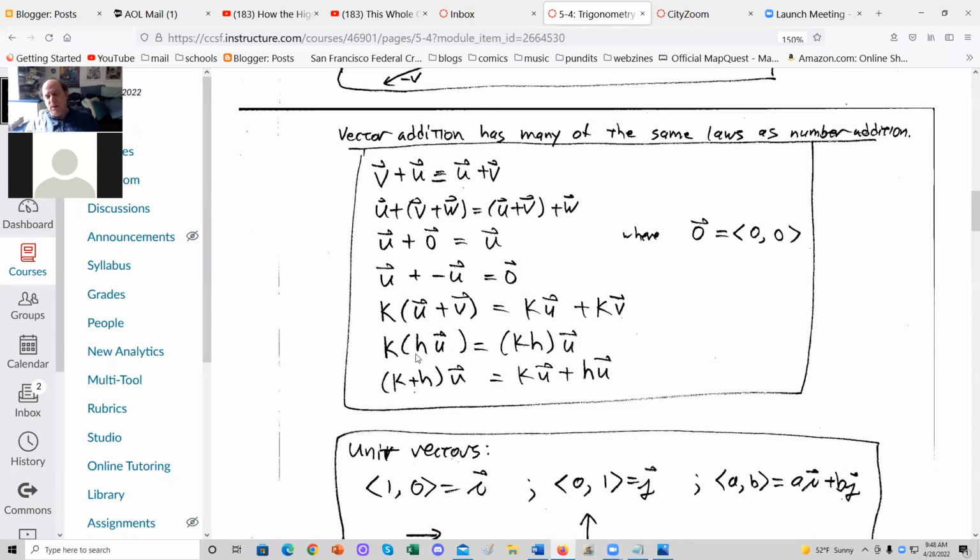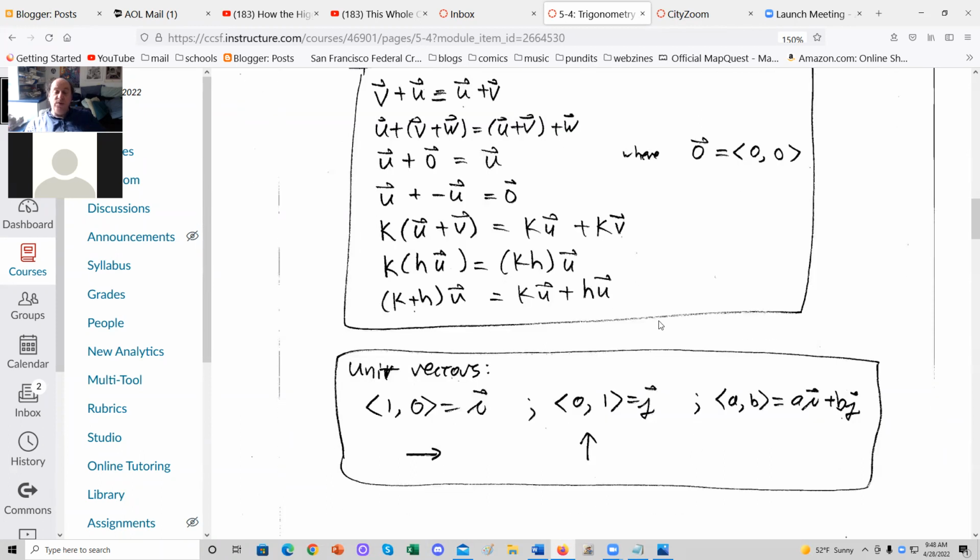And it's associative for multiplication by a number. k times h times u equals kh times u, where k and h are numbers and u is a vector. And it is also distributive over number addition. The number k plus h, that times u equals the vector ku plus the vector hu.